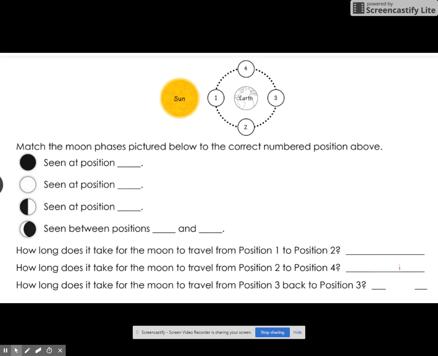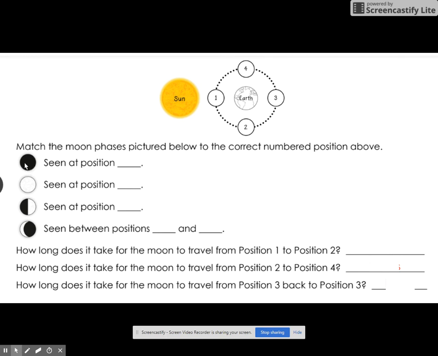So look at this diagram. This diagram shows us the four main moons. One right in front of the sun, the second one to the right of it, the third one right in front, and the fourth one across on the left side of the first moon. So you're going to match the moon phases pictured below to the correct number position above. So what 1, 2, 3, or 4 out of those choices, where would we see this particular moon?